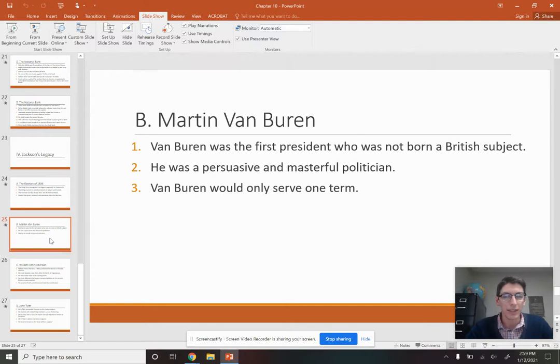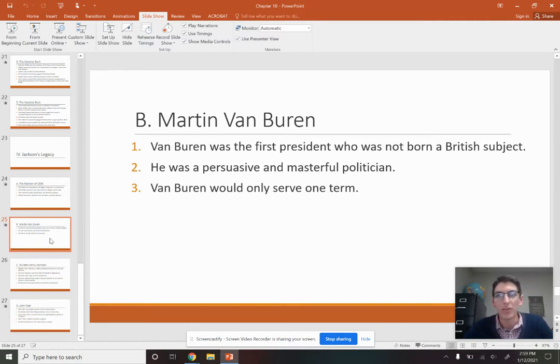He was a persuasive and masterful politician. It says in your textbook that he really did fit the Democratic persona in that he was never born in a house of privilege. He lacked the education acquired by other national politicians, but he was still a masterful politician. He was good with words. But Van Buren would only serve one term.